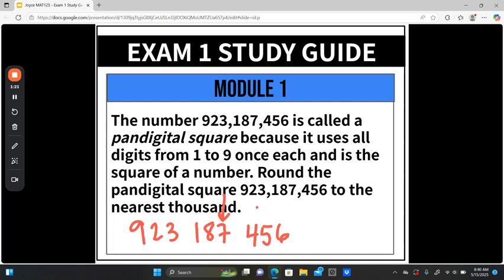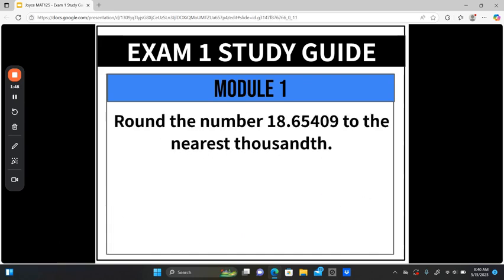So our new number becomes 923 million. These are all going to stay the same. 187,000. This digit remains the same, and these will become zeros. Perfect. Okay, awesome.